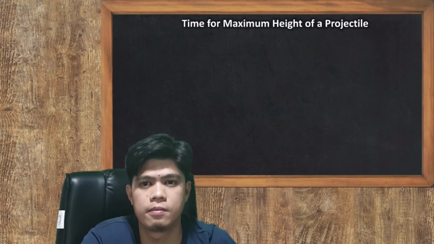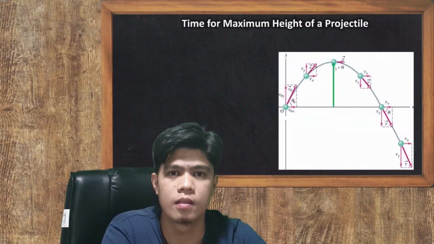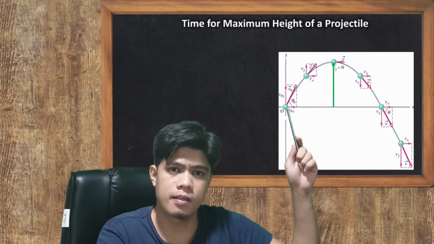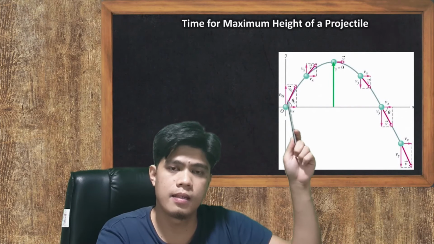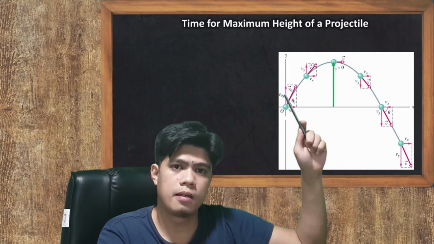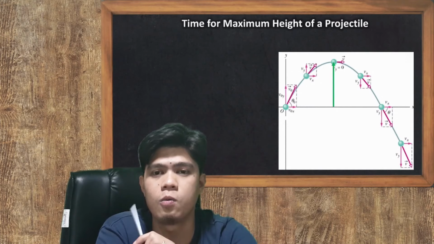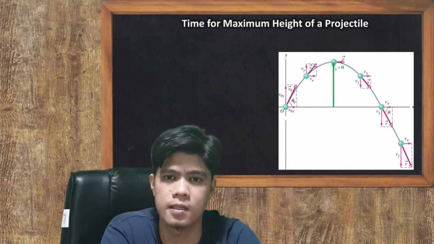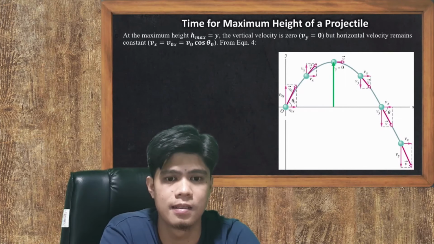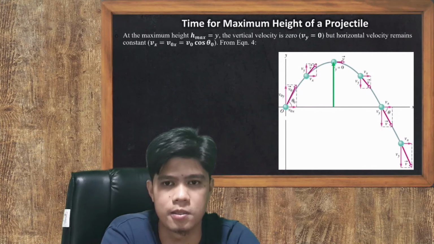So now let's solve for the time for maximum height of a projectile. We have here a trajectory, and this object has an initial velocity at an angle theta, and when an object reaches this position, it has the maximum height. So how will we determine that an object is at the maximum height? There's only one condition, that is our final velocity Vy should be equal to 0.